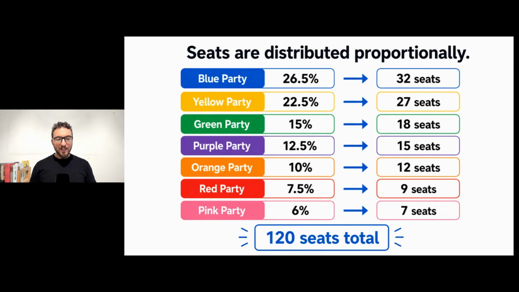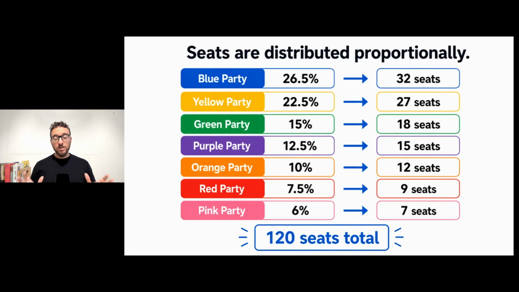In reality, it doesn't divide up this elegantly. What do I mean? In reality, the Blue Party will say get 32.5 seats, and the Green Party will get 18 and a third, and the Orange Party will get 12 and a quarter. So what happens to all these bits and pieces?